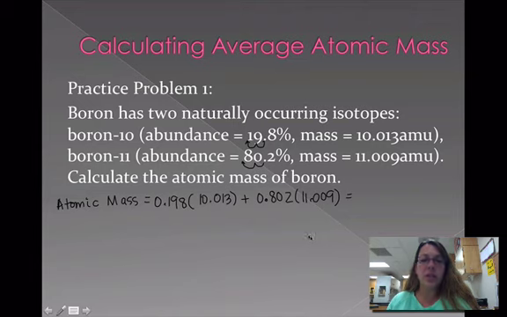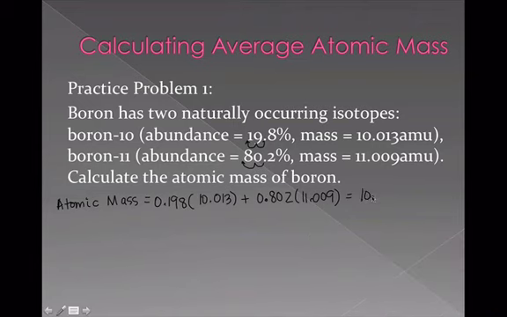And then all I have to do is put that into the calculator, and I get 10.81. If you look at your periodic table under boron, you're going to see that that is really, really close to what is on there. So you know you did the calculations correctly, which is nice because you'll be able to check how you did based on the answers that you get.